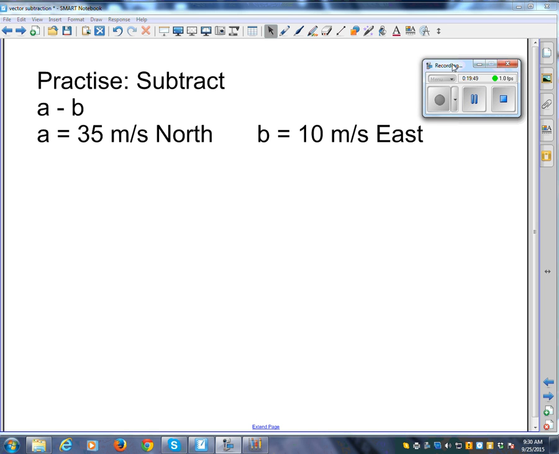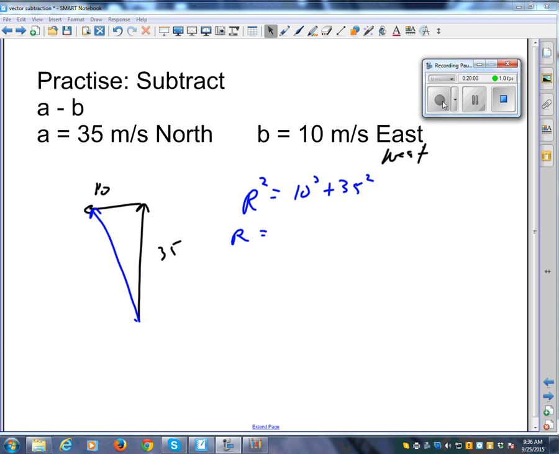Okay, try the first one. I'll give you about 5 minutes. Try the first one. I'll do the answer, and then we'll do the second practice one together, and then I'll give you a chance to work on stuff. Okay? B scale. R squared equals 10 squared plus 35 squared.